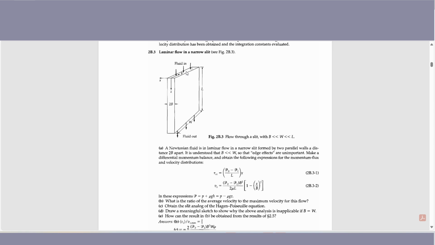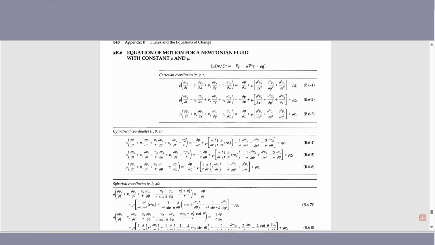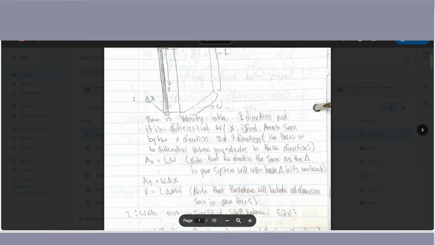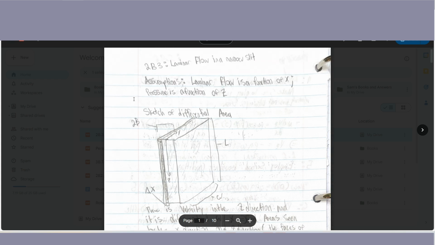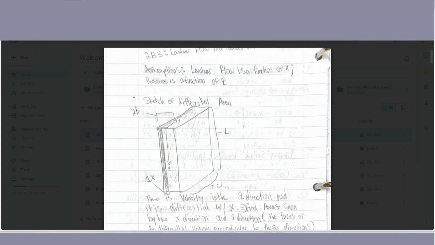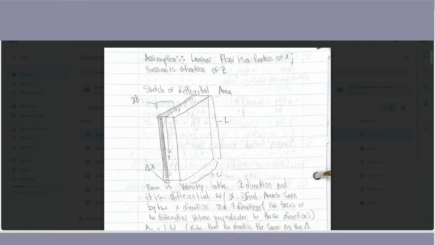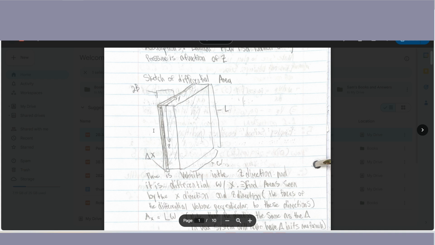So we need to find tau xz and vz as well. So tau xz is the derivative of vz with respect to x. So let's go to the actual problem. So yeah, assumptions: assuming laminar flow, vz is a function of x in this direction, x.